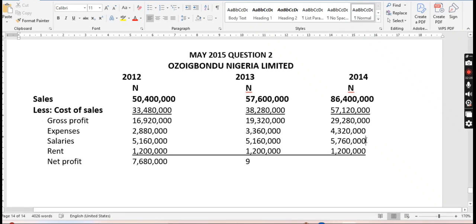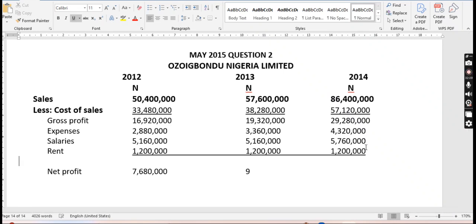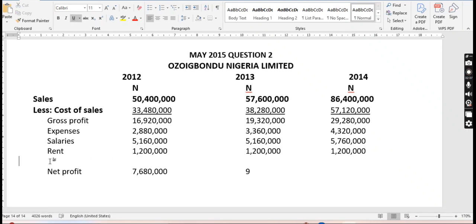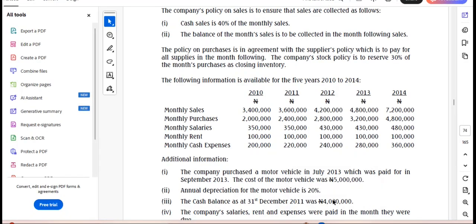Have we considered the depreciation? We should have checked this additional information. You can ask your question. Depreciation is part of the expenses. So what was the depreciation?